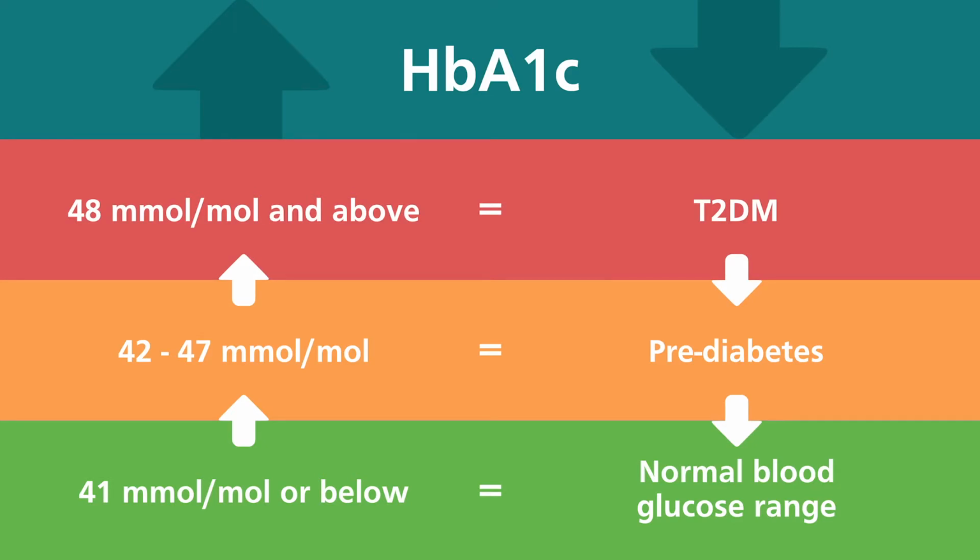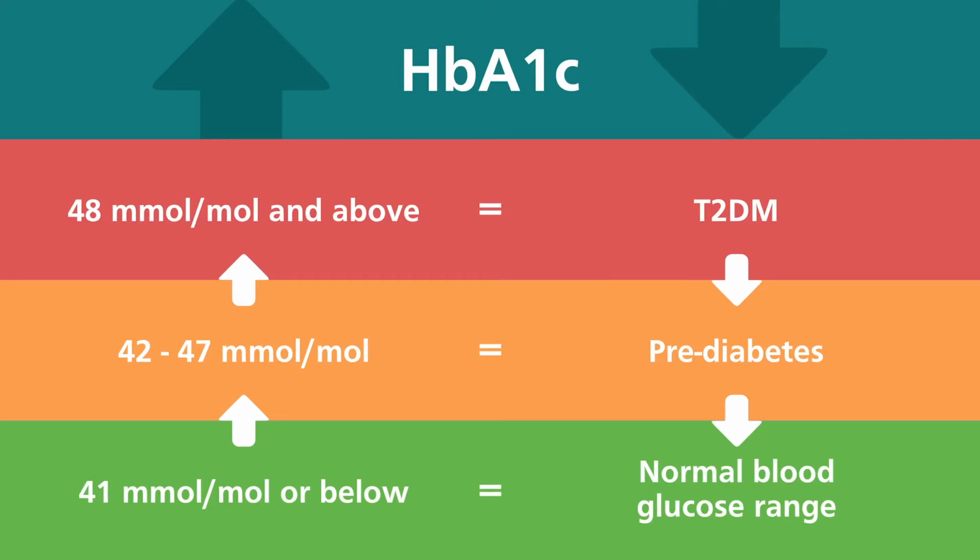We know that if somebody's got a HbA1c of above 48 millimoles per mole, that puts them in the type 2 diabetes range. If you've got a HbA1c between 42 and 47 millimoles per mole, that puts you in the pre-diabetes range. And anything below 42 is what we would call the normal glycemic range, or the normal blood glucose level. So you're out of that higher risk of developing diabetes.